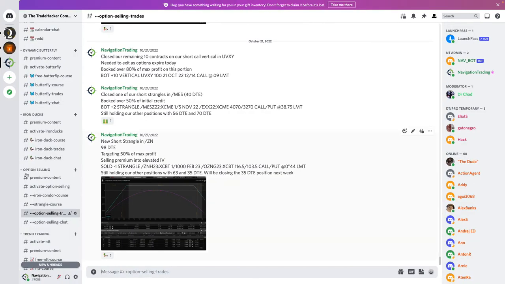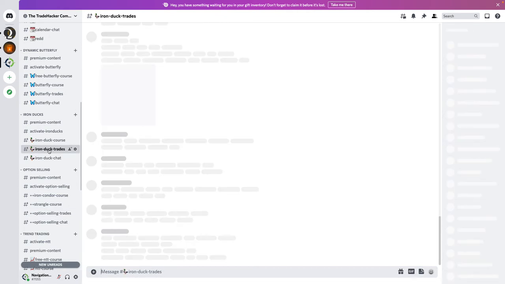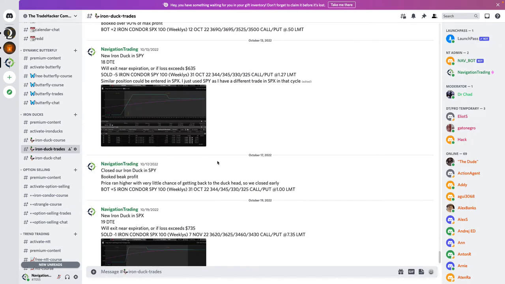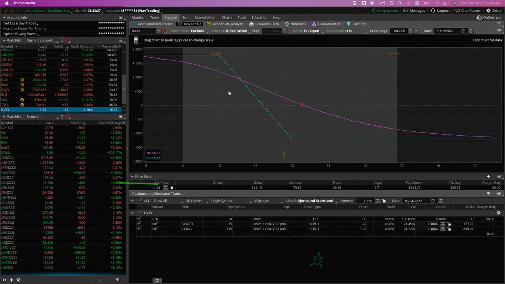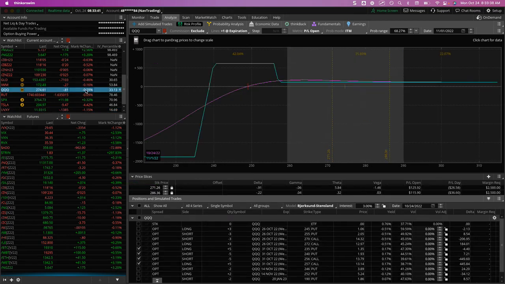Let's go to our ducks. So just two trades in the ducks. We closed out our duck in SPY, booked a nice profit. That thing ran higher really quick, so we just got out. And then we added a new iron duck in SPX. So we've still got two in the queues. Here's one of them.